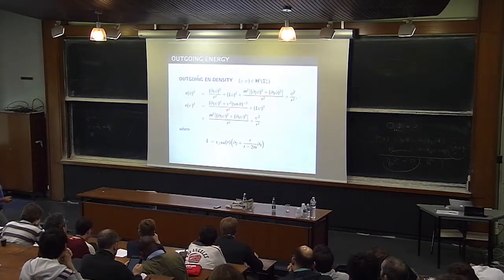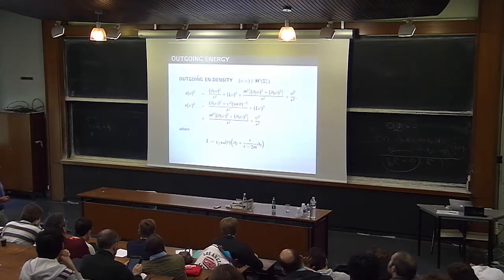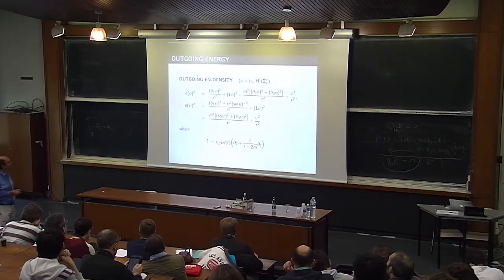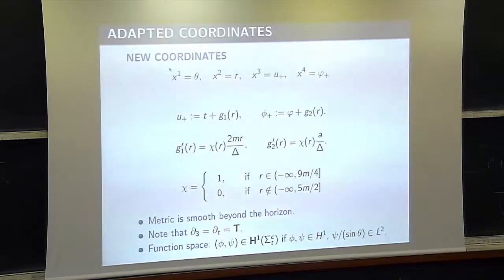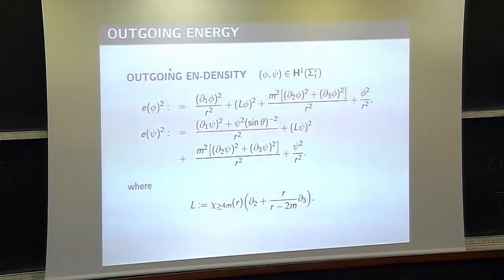Okay, so now you define the outgoing energy. So the outgoing energy will mimic the outgoing energy in Minkowski space. You take d1, so again d1 refers to d theta. So you have d1 phi divided by r squared. L phi is this outgoing vector field, which you define like this now. So d2 will be d over dr plus r divided by r minus 2m times dt. So this would be like dt in Minkowski space. And so you get this one, plus lower order terms, which is phi squared over r squared. So this corresponds to the outgoing energy for the phi.